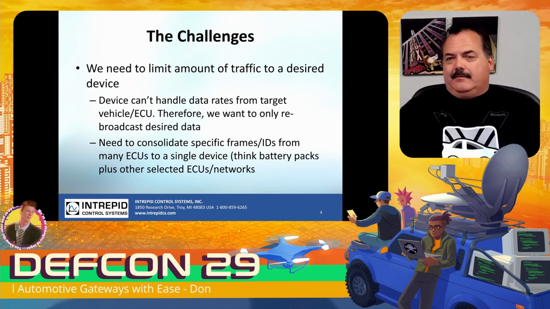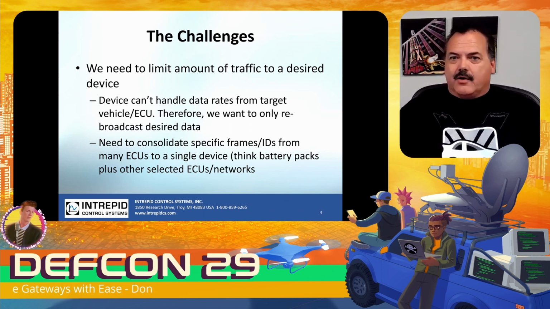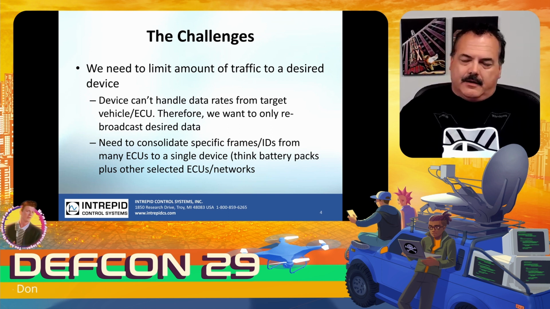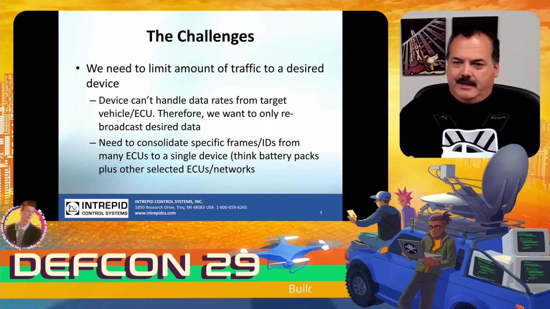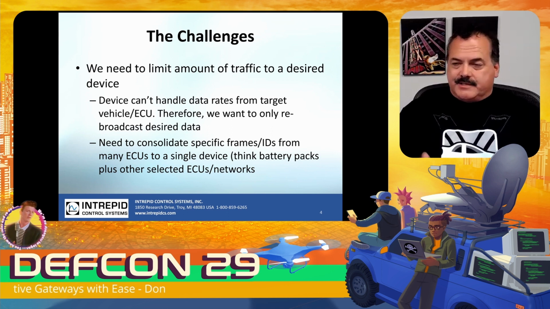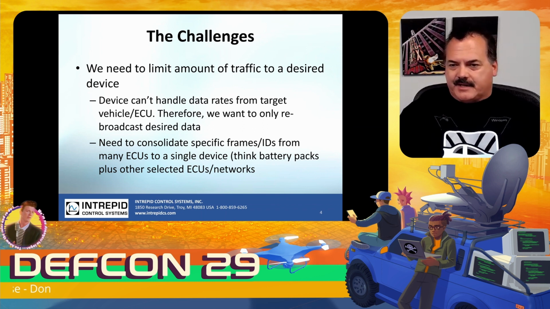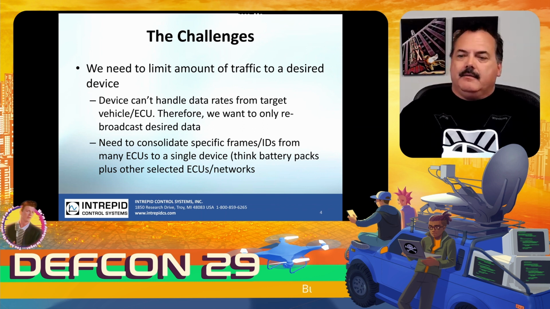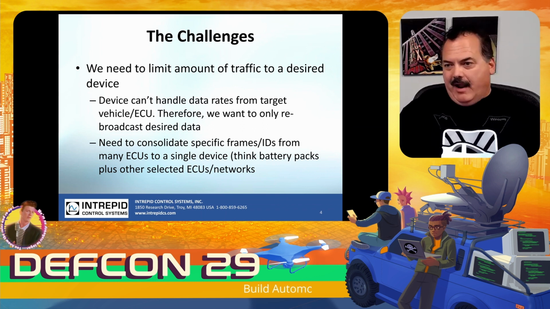Sometimes we need to limit the number of frames that are going to some device. Okay, so for instance, a good example is you might have 16 ECUs in a battery pack. And all those 16 ECUs might be doing some work. You might want to talk to those, but there's so much traffic already that if you send that traffic out and you're also sending it to all the other ECUs connected to it and monitoring those, then you might actually cause the bus to crash.